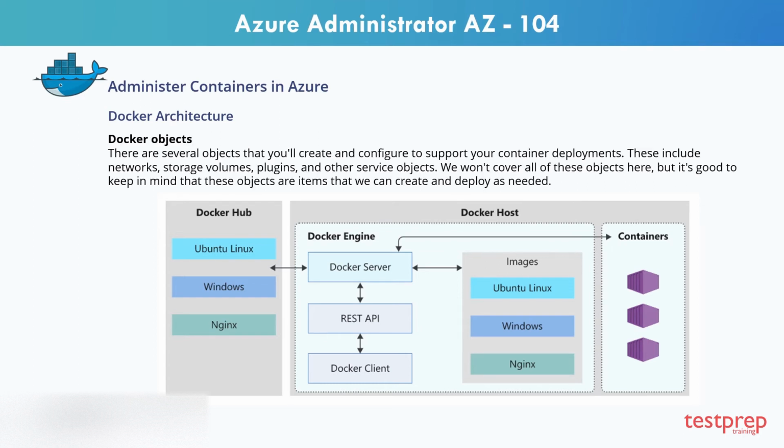Docker objects. There are several objects that you'll create and configure to support your container deployments. These include networks, storage volumes, plugins, and other service objects. We won't cover all of these objects here, but it's good to keep in mind that these objects are items that we can create and deploy as needed.